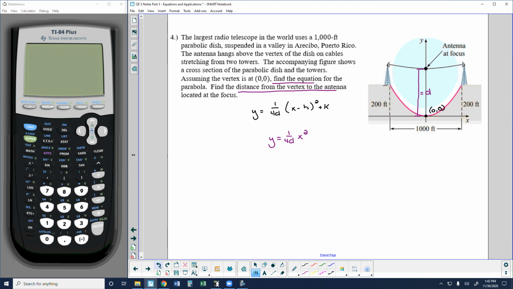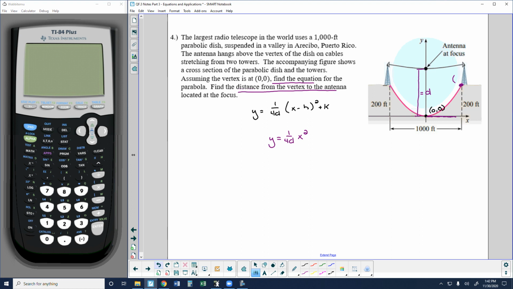Taking a look at the picture here, one of the things it shows us is that the dish is 1,000 feet across. We also know that the dish is 200 feet deep. So from the very top of the dish to the very bottom of the dish is 200 feet. So what I can do is strategically place a point here on the edge of this dish, and I can come up with the coordinates for this point.